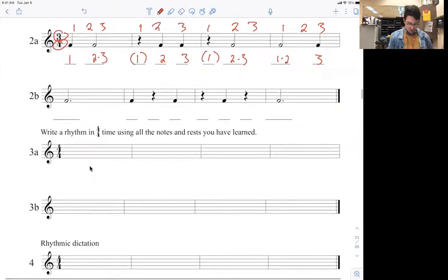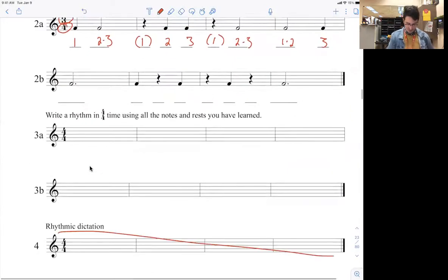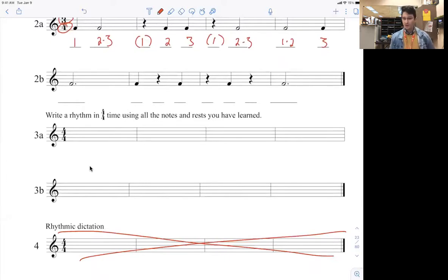Okay. The next thing that you should do on your own, we're not going to do the rhythmic dictation today, but write in 3A and 3B, write a rhythm on your own that adds up to 4 beats in every measure. So don't go over, and you need to write in your rhythm once you're done. So we know that we need 4 beats in every measure. I'll do a couple measures of my own.